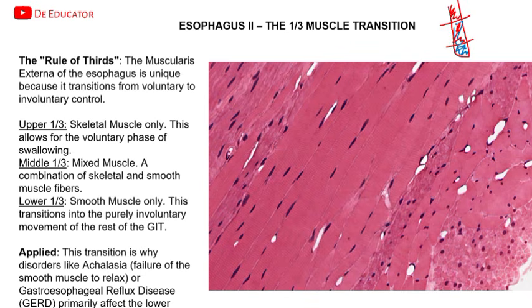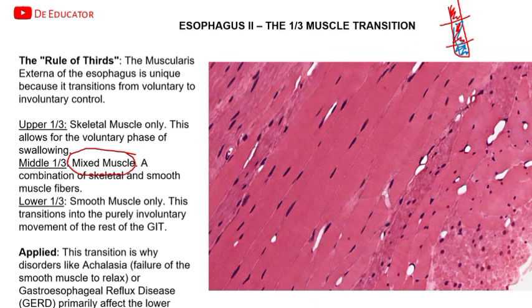muscle. So the middle one third, like I said, is mixed. Alright, it is mixed. You have a combination of skeletal and smooth muscle fibers, which means that there's a point where you swallow, you get to the middle of your esophagus, and you can control the food at that level, depending on which muscle is dominant at that point. If it is the skeletal muscle, you can control it. If it is the smooth muscle, of course, it is involuntary, so the food just goes down like that.